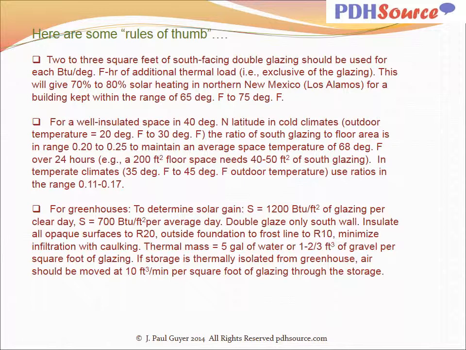For greenhouses, to determine solar gain, the solar heat gain factor is 1200 BTUs per square foot of glazing per clear day. S is equal to 700 BTUs per square foot per average day. Double glaze only south walls. Insulate all opaque surfaces to R20. Insulate outside foundation to frost line to R10.